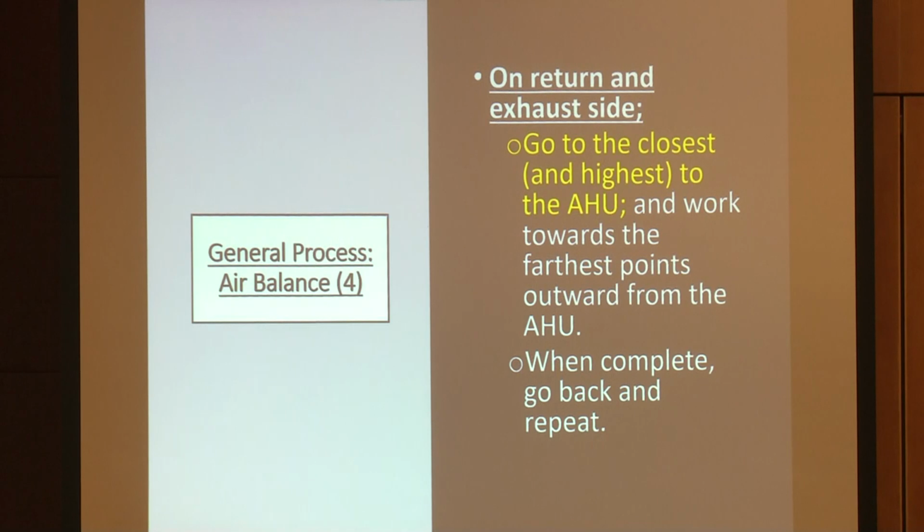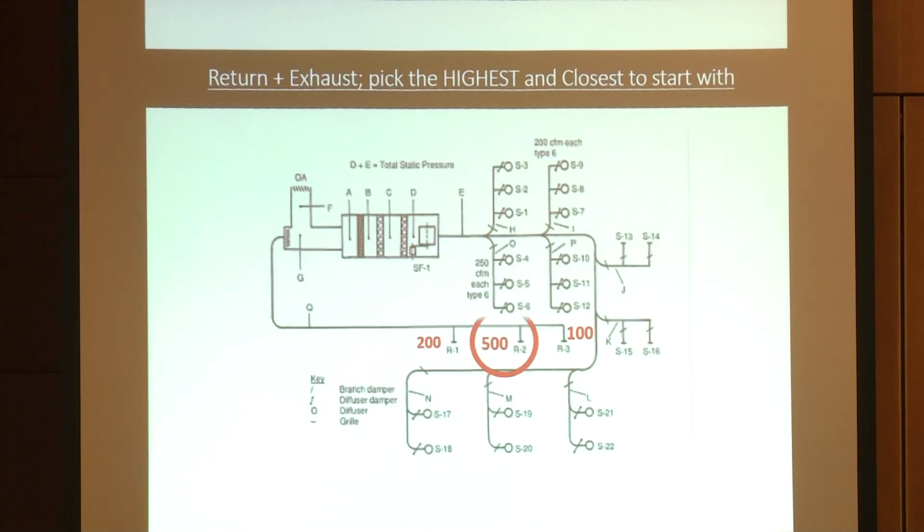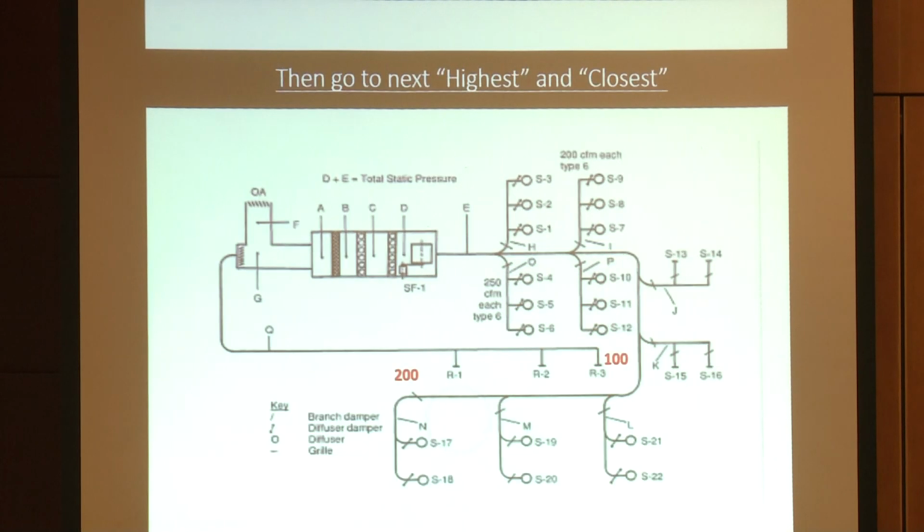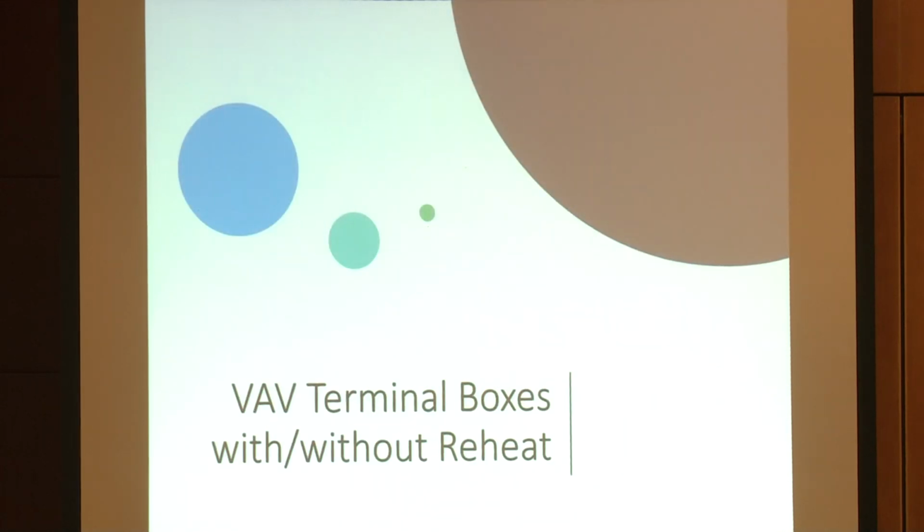So again, we get ready for our pitot tubes. We get ready to start on the return and exhaust, and it's a similar thing. Here we are in the return. We're going to pick the largest one, right? The 500. That's what we're going to go to first. And as soon as we get that 500, we're going to go to the 200 and then the 100. Now we balance the return. We kind of know what we got coming in, and similar then with the outside air.